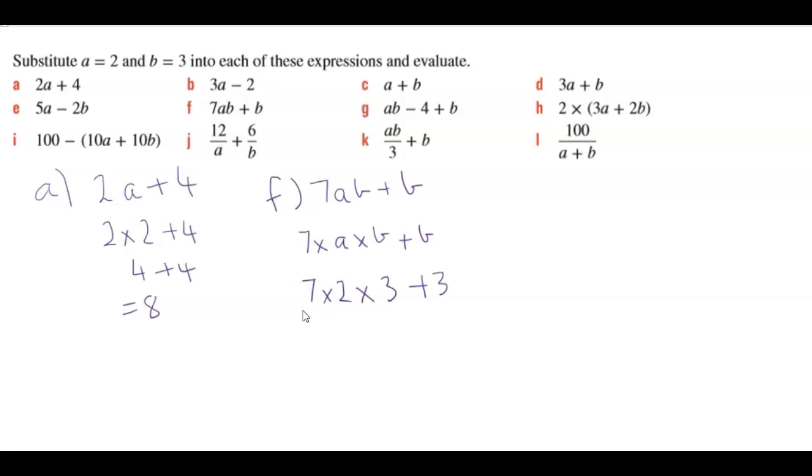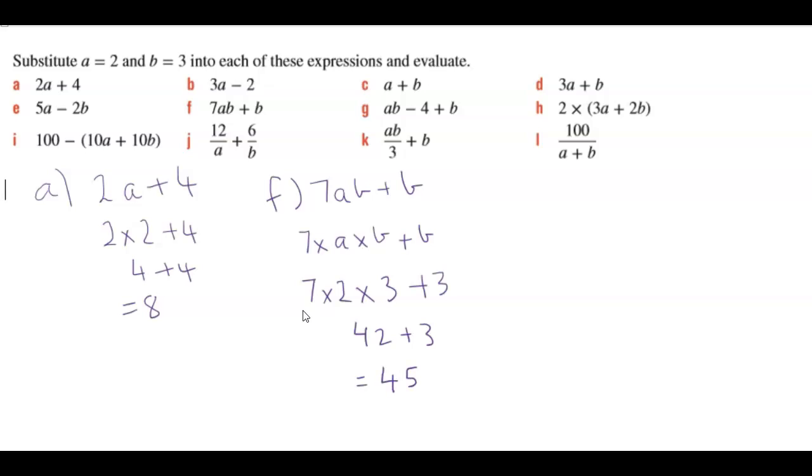So your order of operations, we do the multiplies first. So 7 times 2 is 14, and then 14 times 3 is 42. Another way of doing it is you could do 7 times 6, which is also 42. Okay, if you don't know your 14 times tables. Okay, so 42 plus 3 gives you 45.